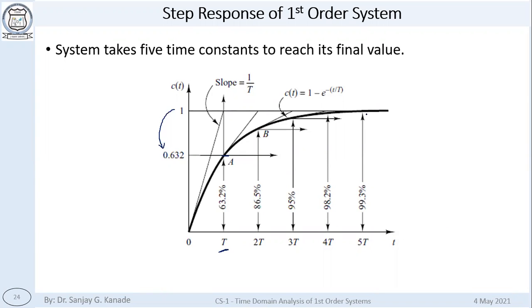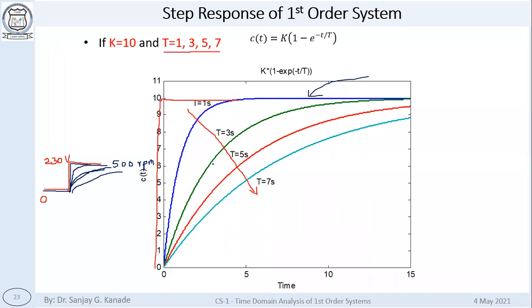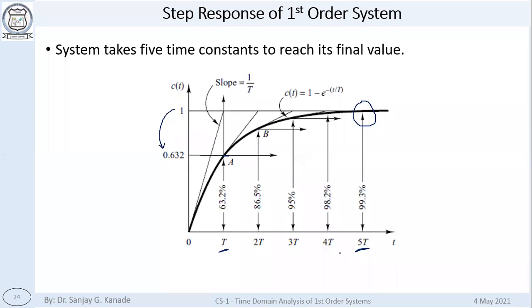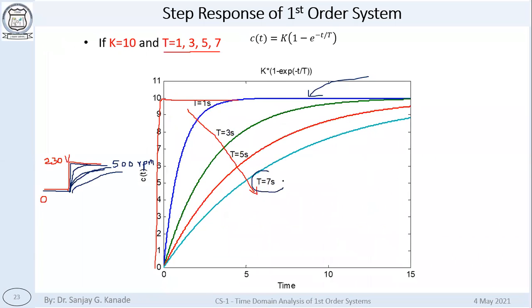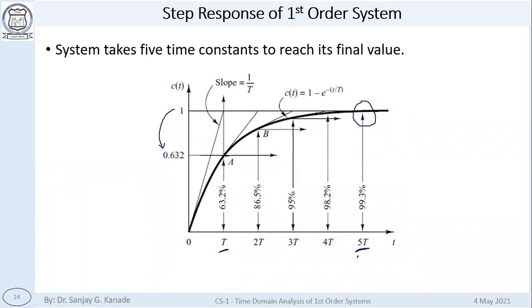So obviously, to reach the steady state, how much time is required? If I say 5T, right? 99.3% means we will say that here we have almost reached the steady state. So how much time has it taken? 5T, right? So if T is higher, when in this case T was 1 second, 5 seconds are required to reach the steady state. However, if the time T is 7 seconds, then 35 seconds will be required to reach the final steady state, right? It means the system is slower to reach the steady state.